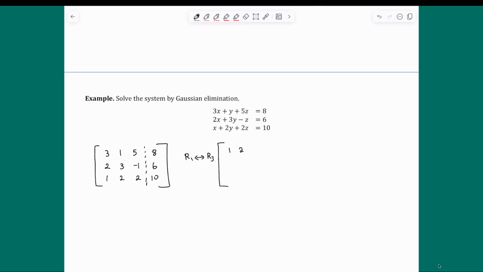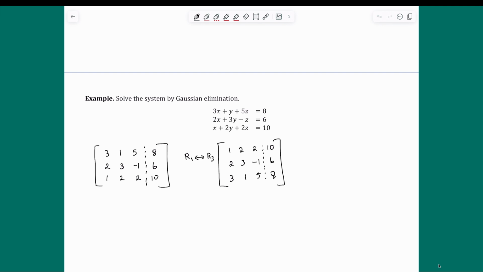1, 2, 2, 10. Second row stays the same. 2, 3, negative 1, and 6. Then we got 3, 1, 5, and 8 since we swapped. Okay, so that's our new augmented matrix.